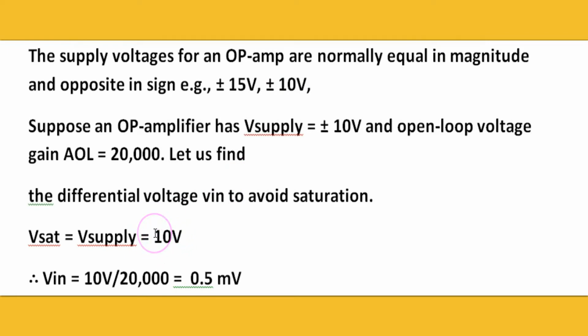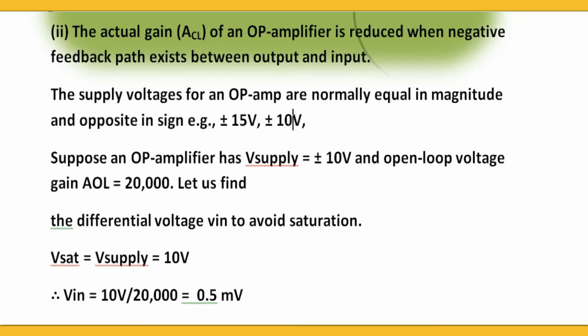In that case, with a gain of 20,000, what should be the maximum input signal which can be amplified? It is 10 volt divided by 20,000, that is 0.5 millivolt. So this is the maximum input voltage which can be amplified by the operational amplifier.